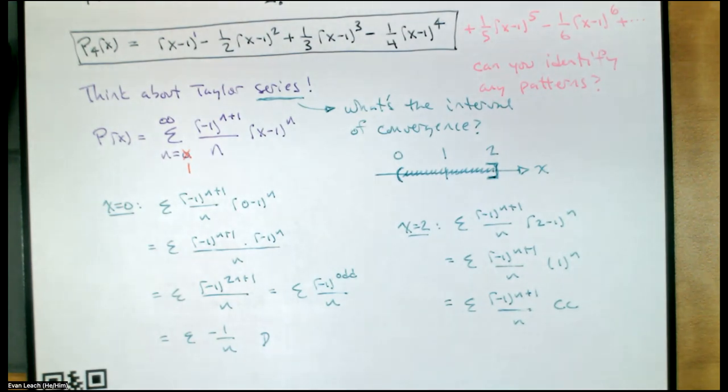So when we're building Taylor polynomials, we want to keep our eye on the future with Taylor series. And since Taylor series is a power series, we care about the interval of convergence. It looks like this power series converges for x strictly greater than 0, but less than or equal to 2. Let's take a look at a graph representation of what's going on.